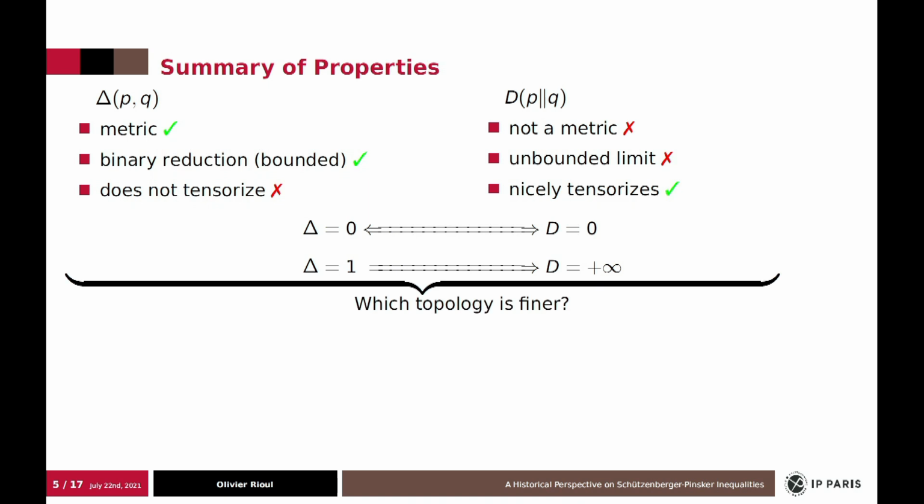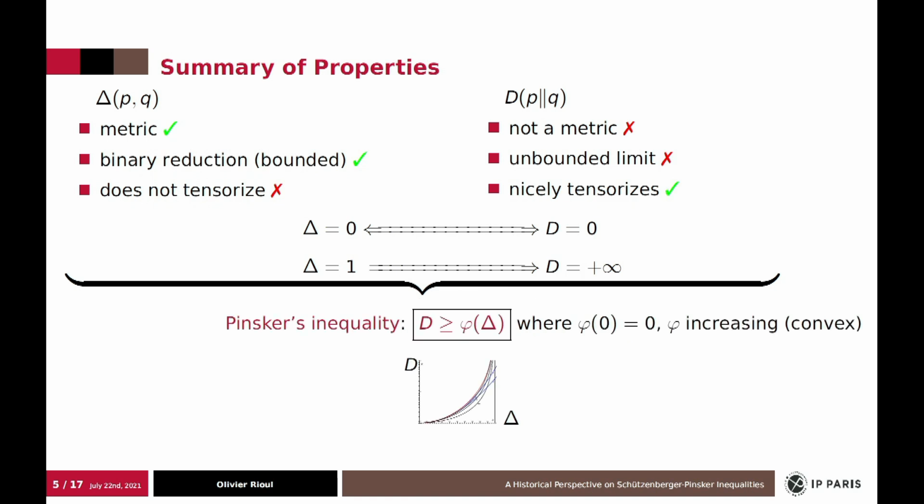So the Pinsker inequality is about trying to connect the two and ask the question which topology is finer. And Pinsker inequality would take the following form. It's a lower bound on divergence as a function of the total variation distance, where phi is typically increasing and convex, like in the figure. And so this means that if divergence is small, then delta will also be small, and therefore the topology defined by divergence is finer than the one defined by total variation, which was the basic classical result of Pinsker.